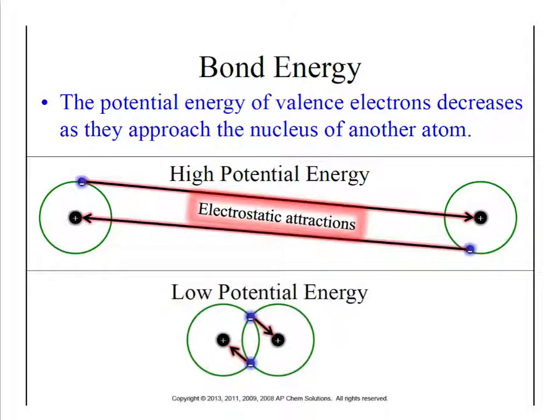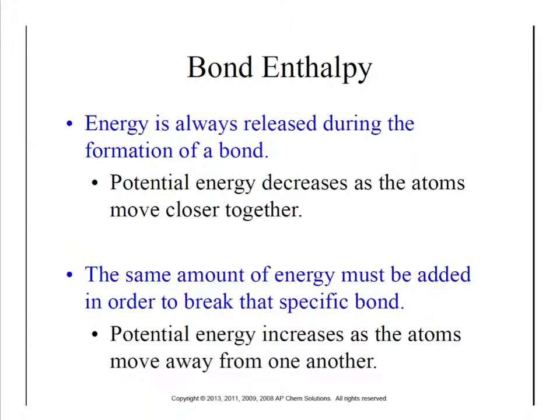Energy cannot be created or destroyed, so where did that energy go? Well, it had to be given off. And it's given off in the form of heat. And so this process then, since it's losing heat energy, would be an exothermic process. So that means energy is released, and it's always released during the formation of a bond. And that's because you have high potential energy, low potential energy, so that energy is lost in the form of heat. So bond formation would have a negative delta H value.